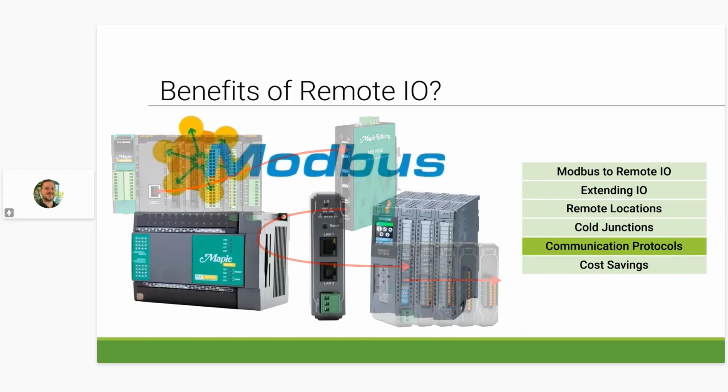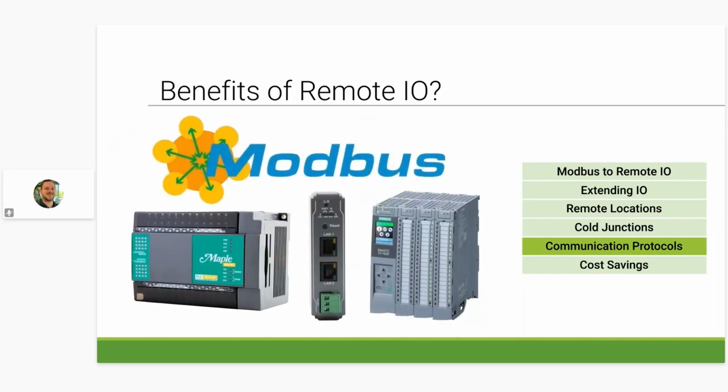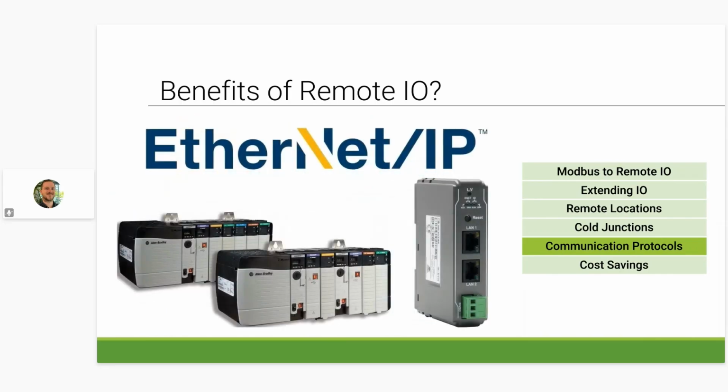First, we have Modbus. Modbus is one of the most common universal communication protocols used in industrial automation today. Our own Maple PLCs communicate via Modbus, as well as many other well-known manufacturers. Next, we have Ethernet IP. Ethernet IP is another very common communication protocol, mainly because it is the primary communication protocol used by Allen Bradley. It is also used by several other PLC manufacturers, such as Omron.